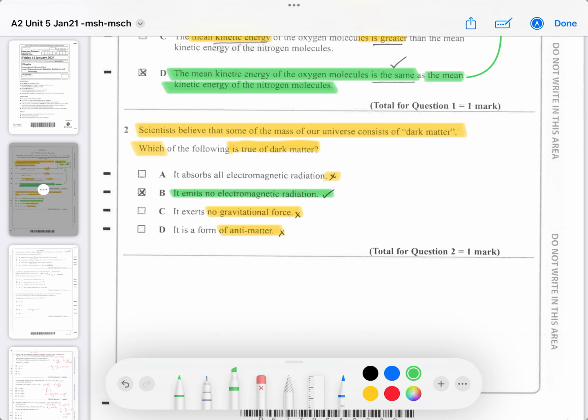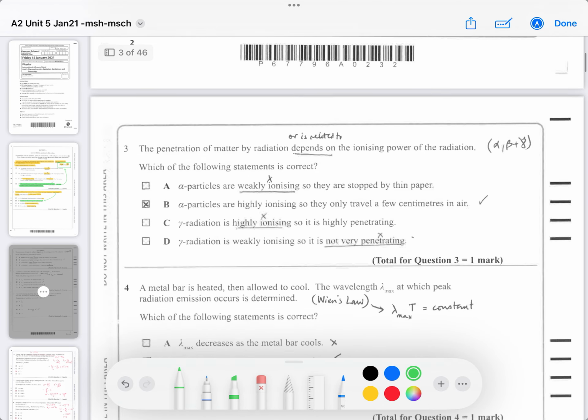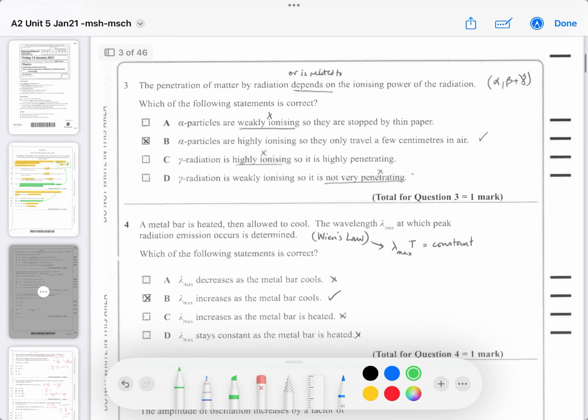Okay, so dark matter does not emit any electromagnetic radiation. You need to remember that. Make sure your notes are good. This is mainly for a student called Ali, who needs to make sure he has notes on everything. These are key things that get you marks in exams.